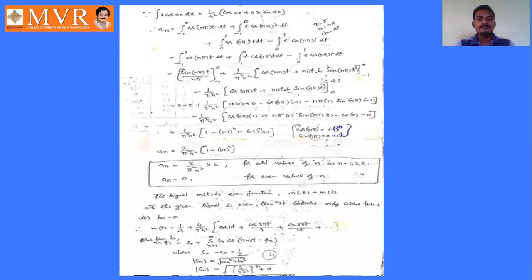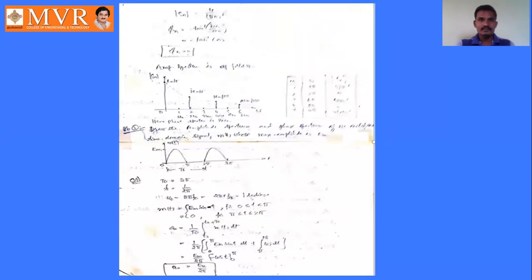So square root of 4 by pi square n square whole square plus bn square, which is 0 square. So from that we can write Sn equal to square root of an square only, that is 4 by pi square n square. And phi n is minus tan inverse of bn by an. Here bn value is 0, so minus tan inverse of 0, that is 0. Phi n value is 0. If phi n value is 0, here in this problem we don't have any phase spectrum, because the phase angle is 0 here. Only we have the amplitude spectrum. So Sn versus frequency.